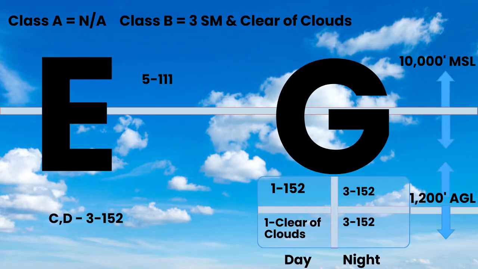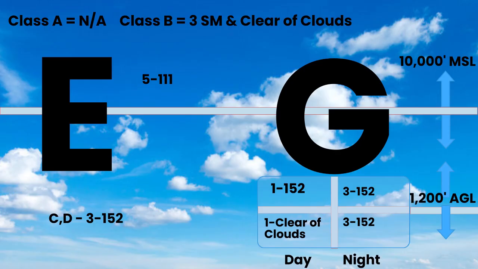And let me explain what's going on here. You'll notice on the top left, it says 5111. What does that mean? That means that if you're above 10,000 feet MSL in Class Echo airspace, your weather minimums are 5111. Consequently, we know that in Charlie and Delta, it's always going to be 3152. Now let me explain what's going on the bottom right-hand side.